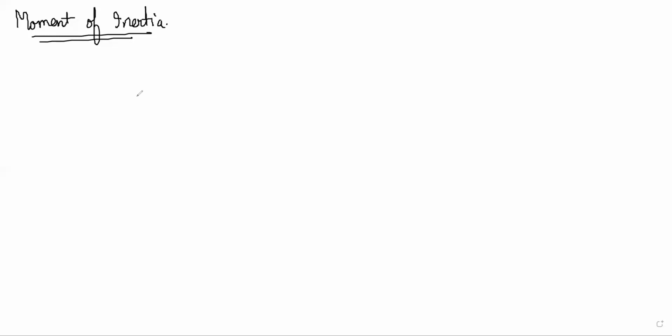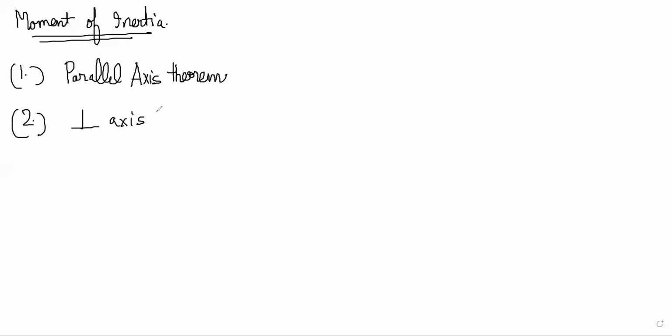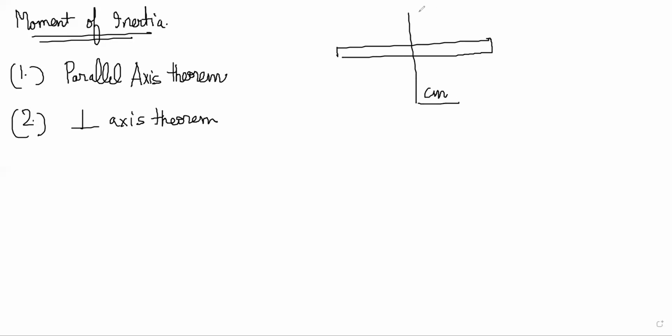The important things in this portion are the parallel axis and perpendicular axis theorems. The parallel axis theorem is pretty straightforward, but sometimes people make mistakes because you can have a tricky question in parallel axis theorem. We'll discuss that. Let's say this is my center of mass, right? And this is an axis passing through the center of mass.